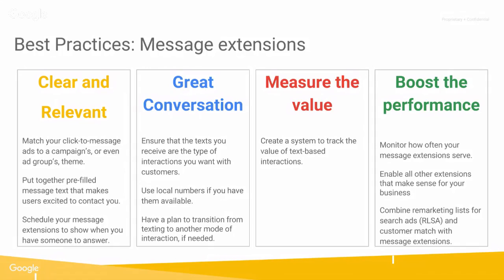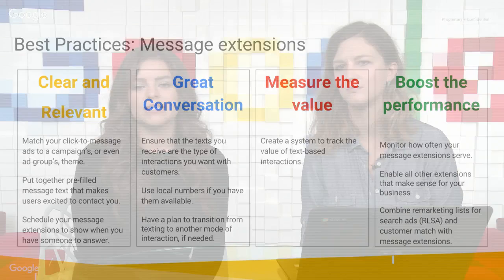And then a huge added benefit is that you can combine remarketing lists for search ads with customer match and message extensions. This is a great way to make sure you're tailoring your message extensions to an audience that's already familiar with your business. So maybe you have a list of people who have already visited your website, for example. They already know a lot of basic information, and maybe they just need that final push to send you a message. So you can create text that really tailors to that audience specifically, rather than a more general call to action to message us, text that may work for a more general audience. So that's a great way to really hone in on specifics for different user groups.